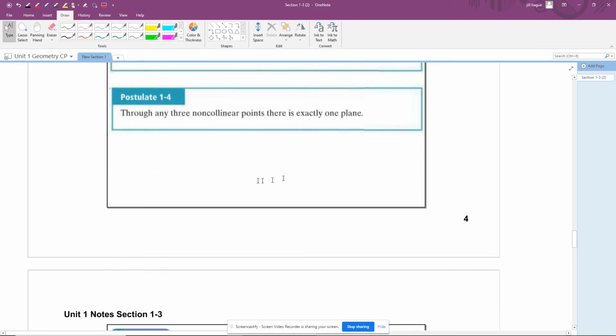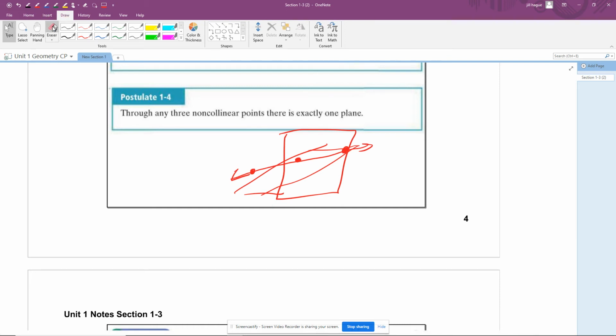Okay. And lastly, postulate 1, through any 3 non-collinear points, there's exactly 1 plane. So think of that for a second. If I drew 3 points that were collinear, okay, there's a lot of planes that could go through that. Picture this line right here. If it is collinear, we could draw a plane that goes through it like this. We could draw a plane that goes through it like that. There's lots of planes that could go through that.